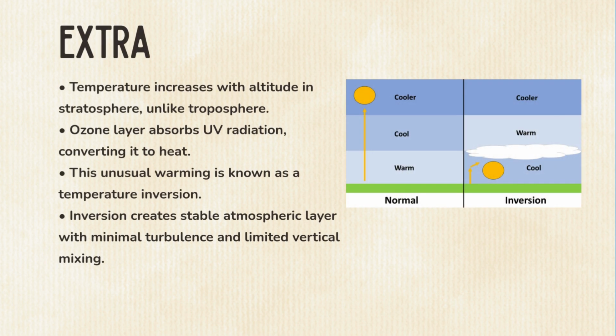Here is an extra detail for you. In the stratosphere, the temperature pattern is quite different from that of the troposphere. Instead of cooling with altitude, the air actually becomes warmer as you go higher. This phenomenon, known as a temperature inversion, occurs because the ozone layer absorbs ultraviolet radiation from the sun and converts it into heat. The warming effect creates a stable atmospheric layer with very little turbulence and limited vertical mixing. As a result, gases and particles that enter the stratosphere can remain there for long periods of time, making this inversion one of the most distinctive features of the stratosphere.